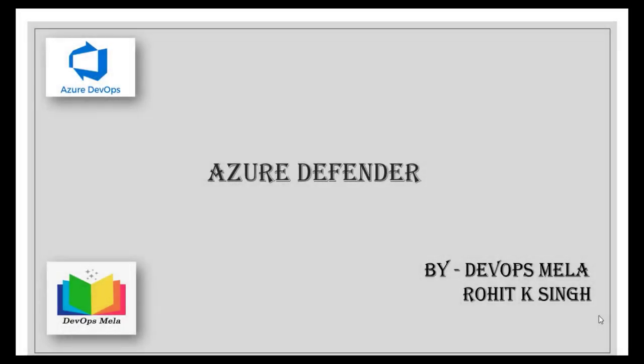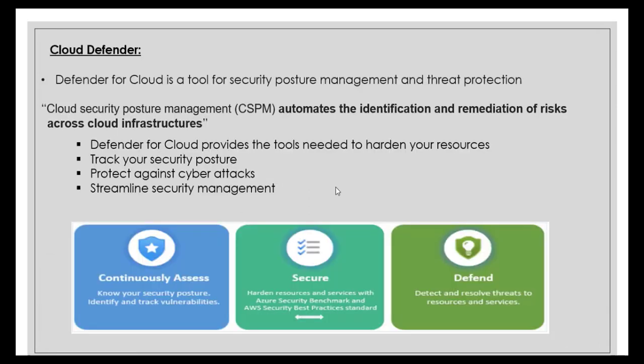In today's tutorial, we'll talk about Azure Defender. Okay, so Azure Defender, what exactly it is, let's understand that. It's a very important aspect in Azure Security. Defender for Cloud is a tool for security posture management and threat protection. So what exactly is security posture management? Security posture management, that is CSPM, will automate the identification and remediation of risk across cloud infrastructure. It will help you automate identification if there's any risk, and it will even help you remediate those.